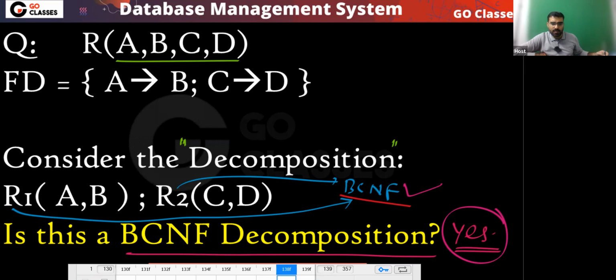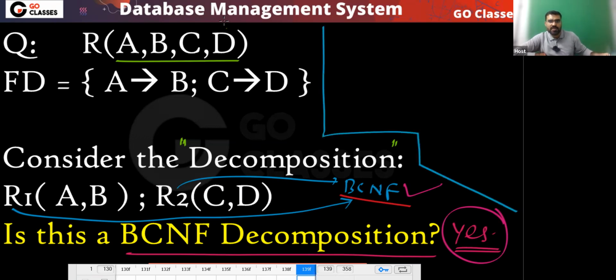This is a BCNF decomposition, but is this a good BCNF decomposition? Tell me. No, this is not even lossless. This is lossy. Can you notice? This is actually lossy.